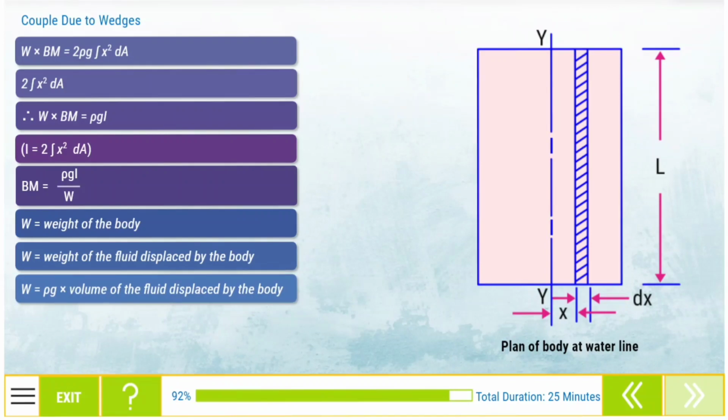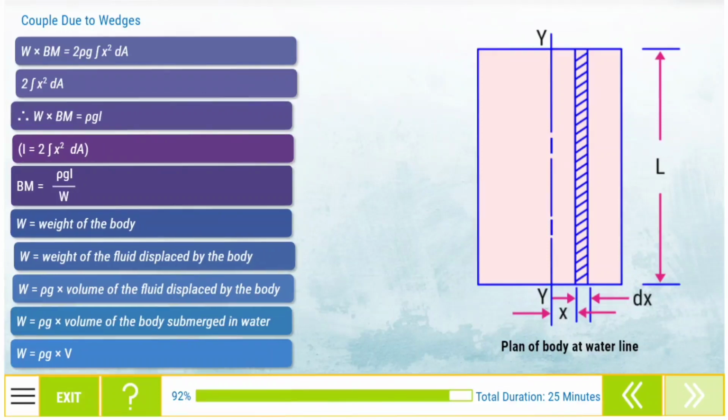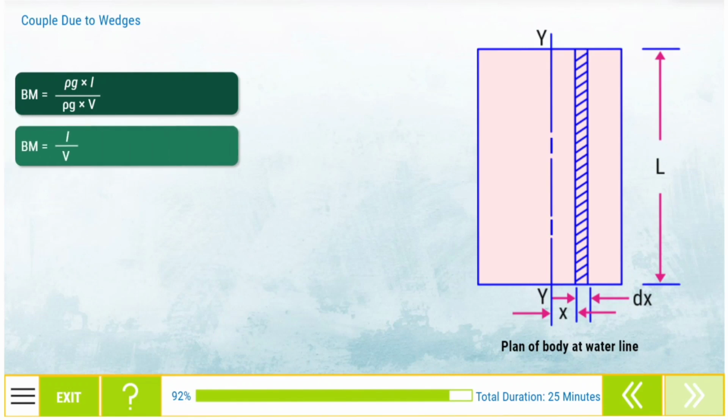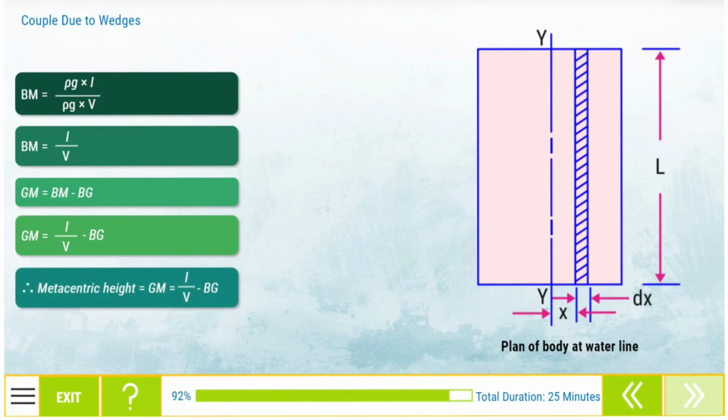W is equal to rho into g into the volume of the fluid displaced by the body. W is equal to rho into g into the volume of the body submerged in water. W is equal to rho into g into V. BM is equal to rho into g into I divided by rho into g into V. This is equal to I by V. GM is equal to BM minus BG. This is equal to I by V minus BG. Therefore, the metacentric height GM is equal to I by V minus BG.